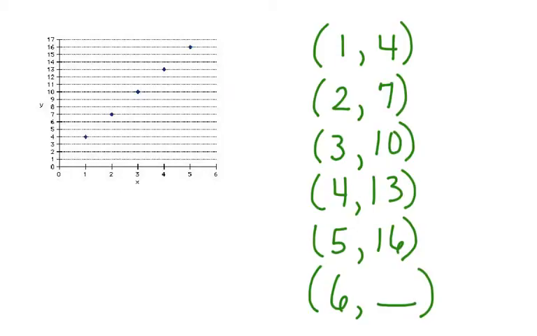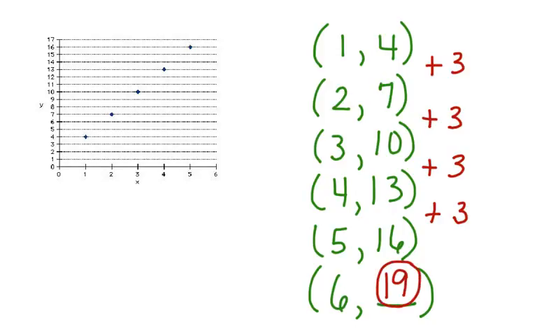Let's look at the pattern. You can see that each month he increased his mileage by 3 miles. If he continues on this track, based on the pattern, we can analyze the linear graph and predict that Jonah will run 19 miles in his 6th month.